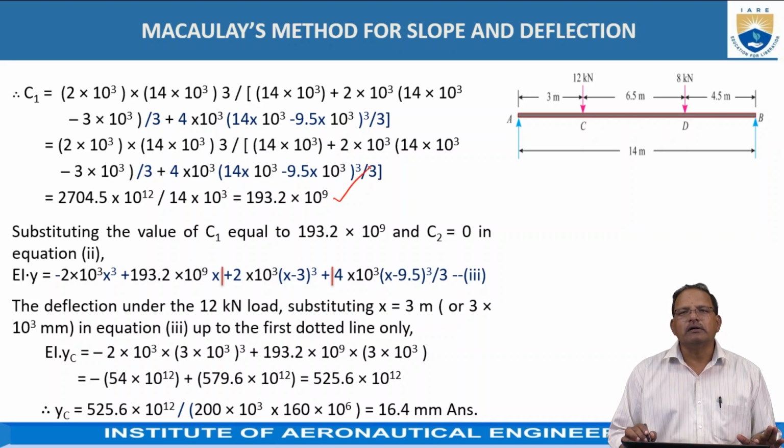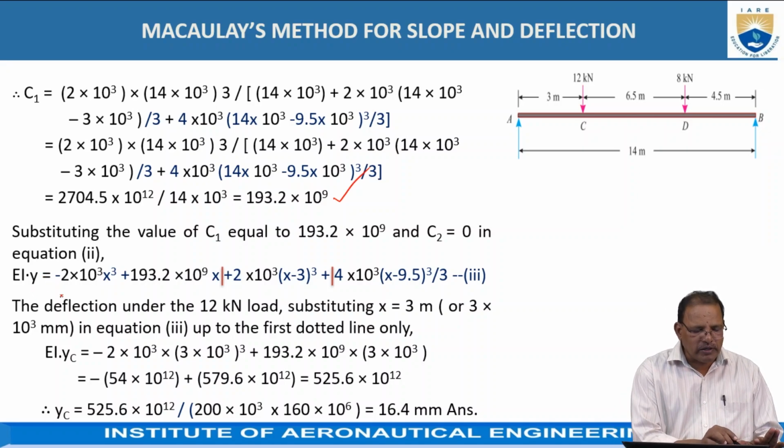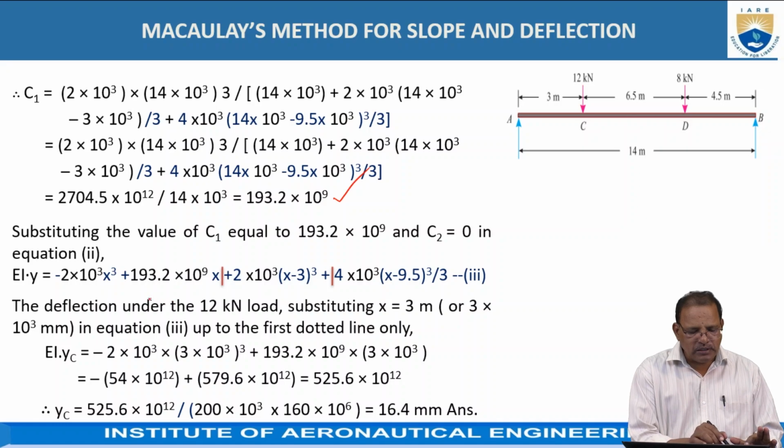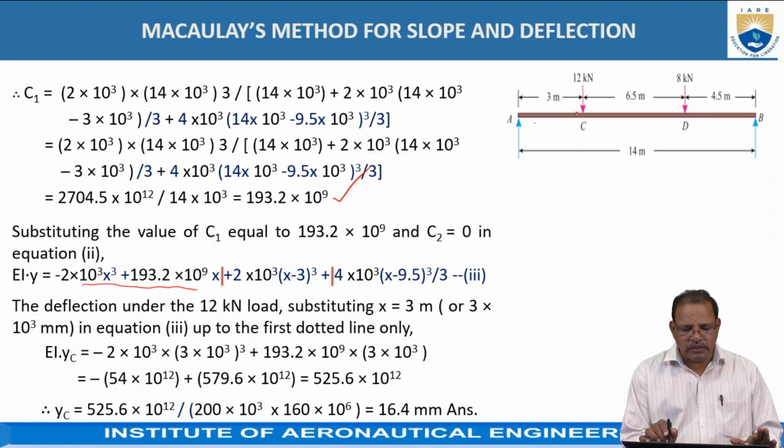Substitute the values of C1 and C2 equal to 0 in the previous equations. We get EI into y is equal to minus 2 into 10 to the power of 3 x cube plus 193.2 into 10 to the power of 9 into x. This is for the portion between A and C. Beyond C and D, take one more additional term, 2 into 10 to the power of 3 into (x minus 3) whole cube. If it is a point between D and B, one more term we have to take additionally, which is 4 into 10 to the power of 3 into (x minus 9.5) to the power of 3 divided by 3.